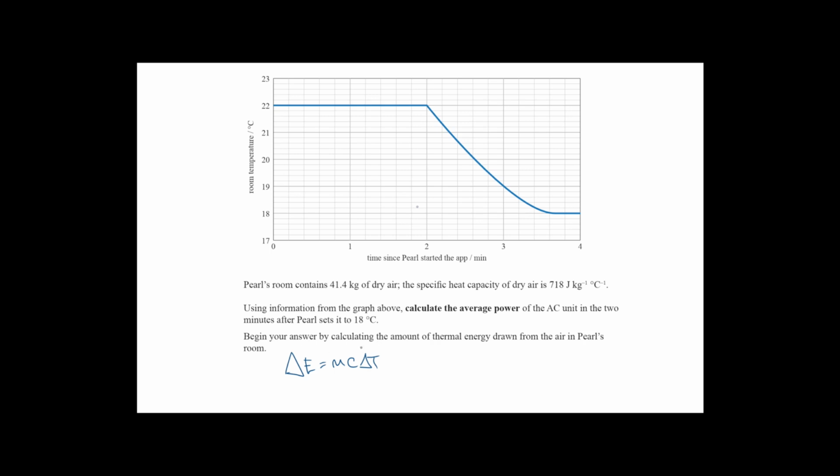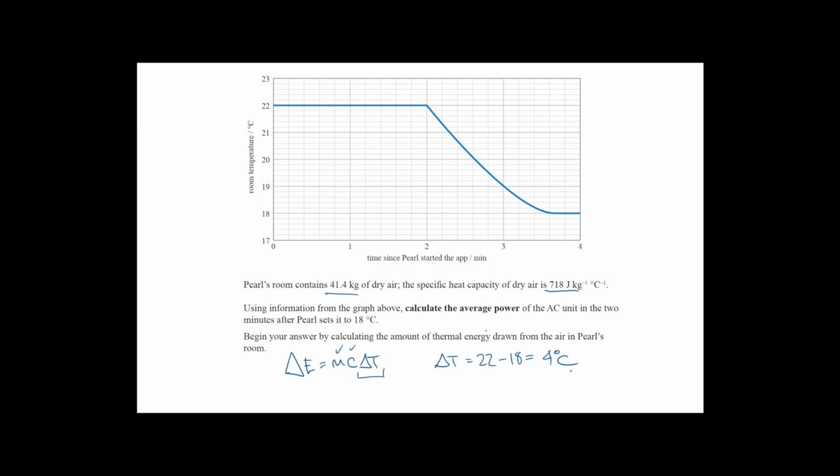So we know most of the stuff. We know the mass, it's 41.4. The specific heat capacity is given as 718. And the change in temperature, we can work out. It was 22 when we started, and it's 18 when we finished. So hopefully we don't need to calculate that. So it's going to be a change of 4 degrees Celsius. Again, I hate how they use Celsius, should be in Kelvin.